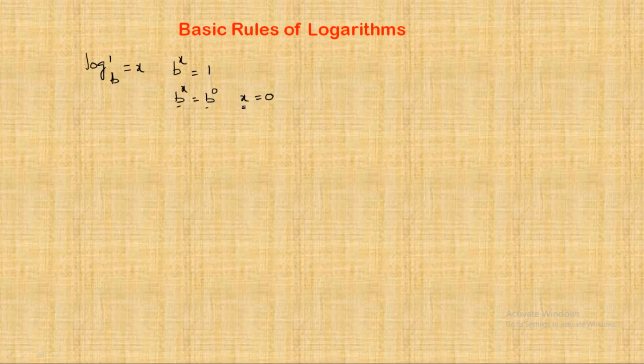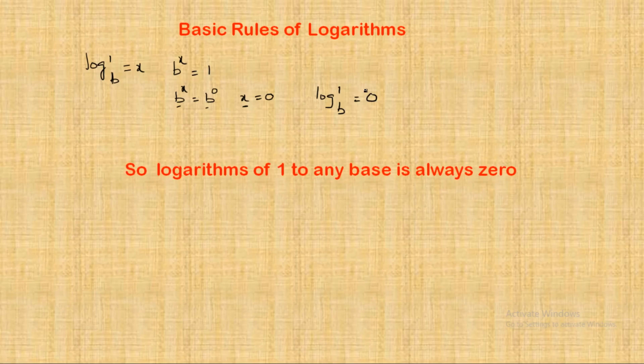What is actually our x? We considered x is equal to this value, that is log 1 to the base b is 0. So we can conclude that logarithm of 1 to any base is always 0.